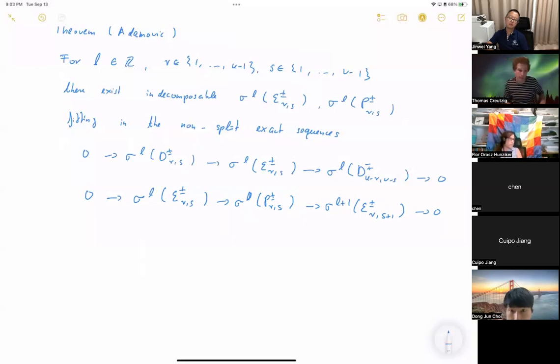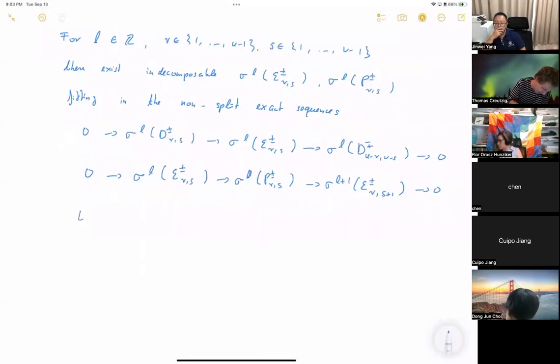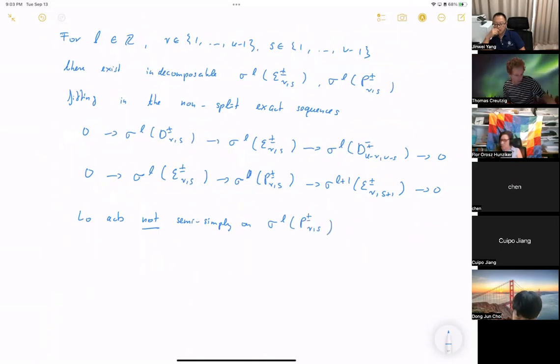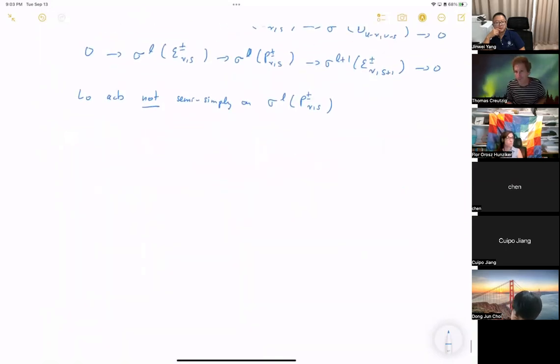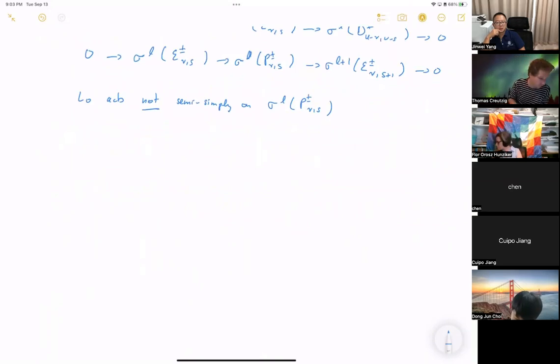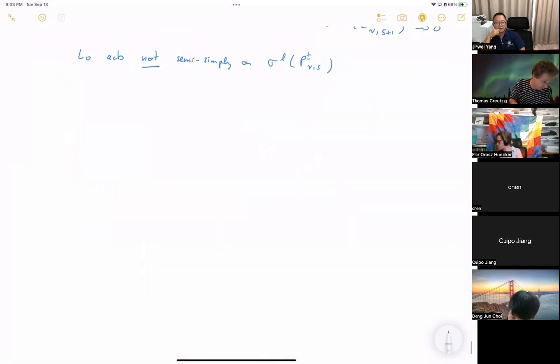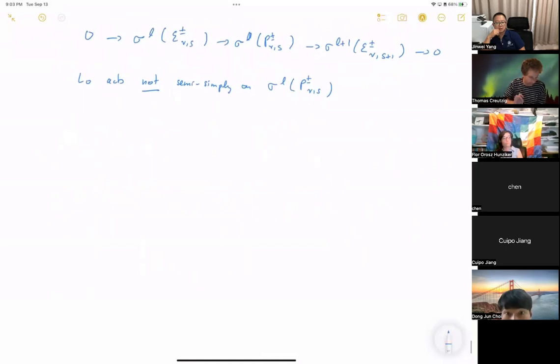And what Adamovic also proves is that L_0 acts not semi-simply on these big ones. And this name P is already wisely chosen because eventually you want to show that P is projective. That's what it wants to be, yeah, and what it is. Okay.